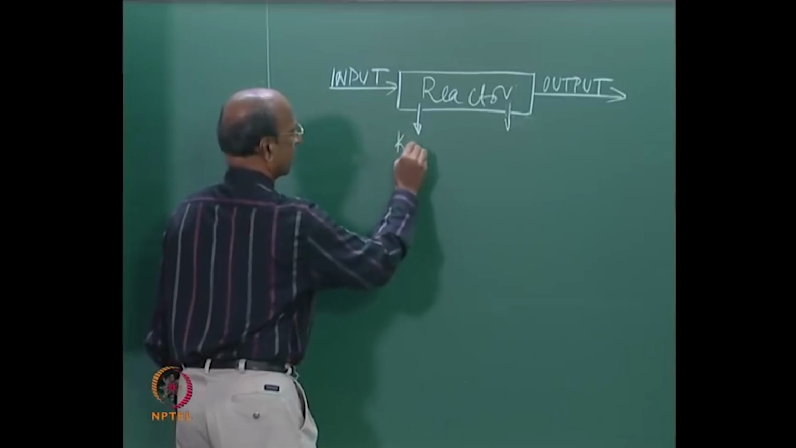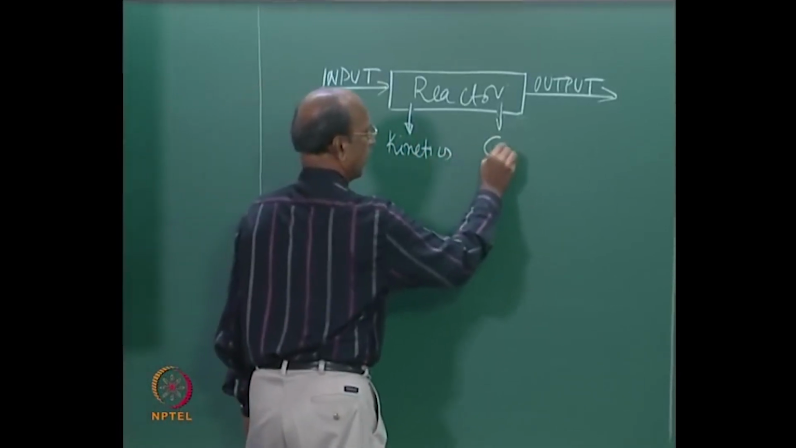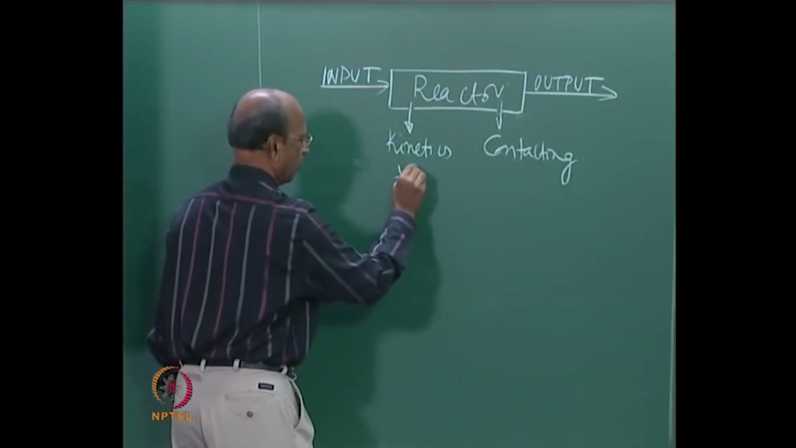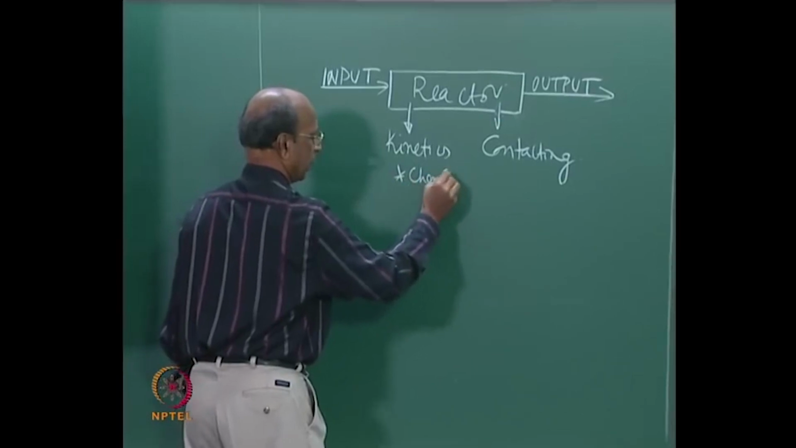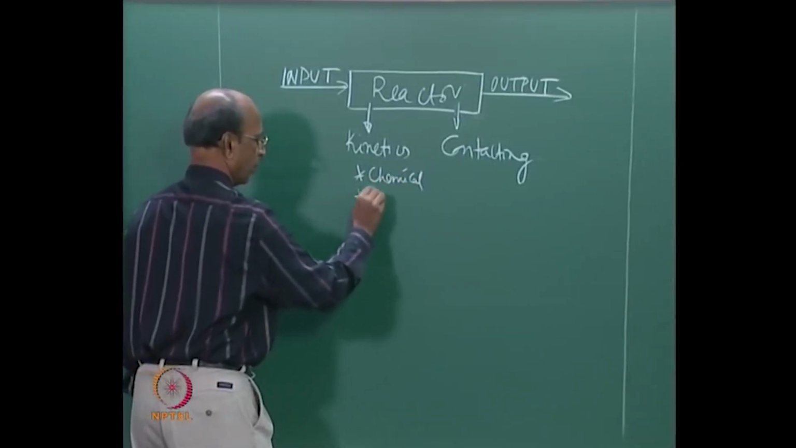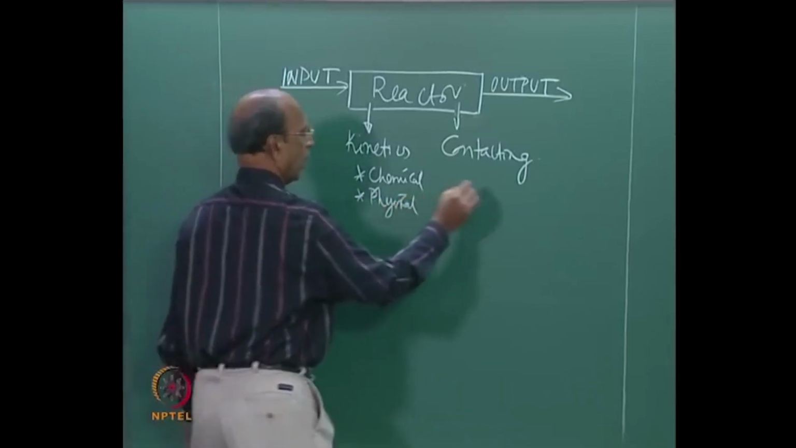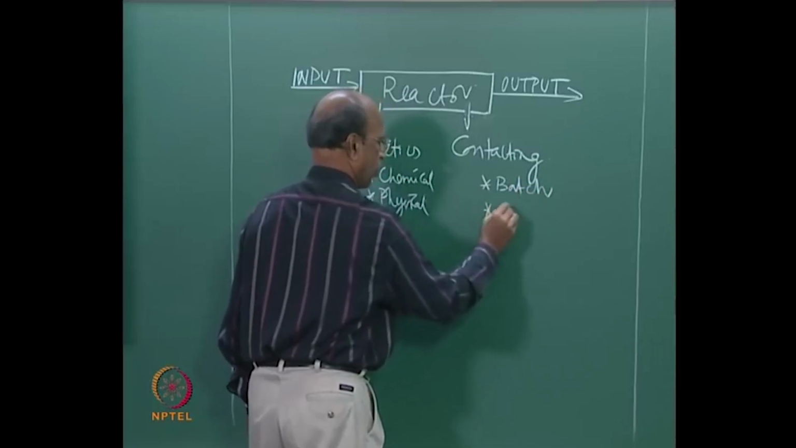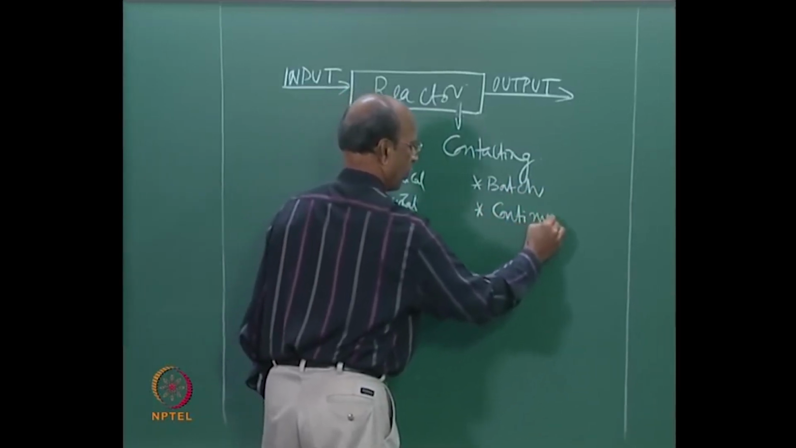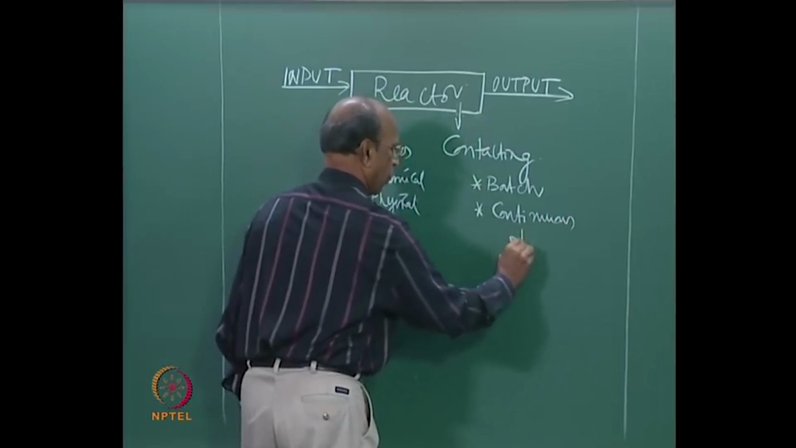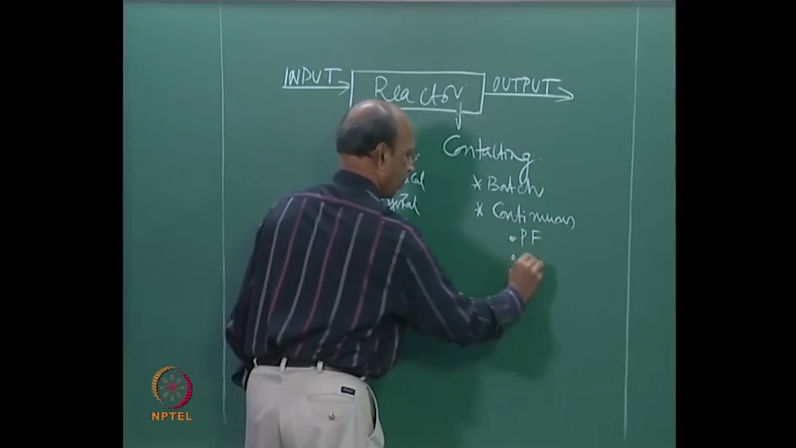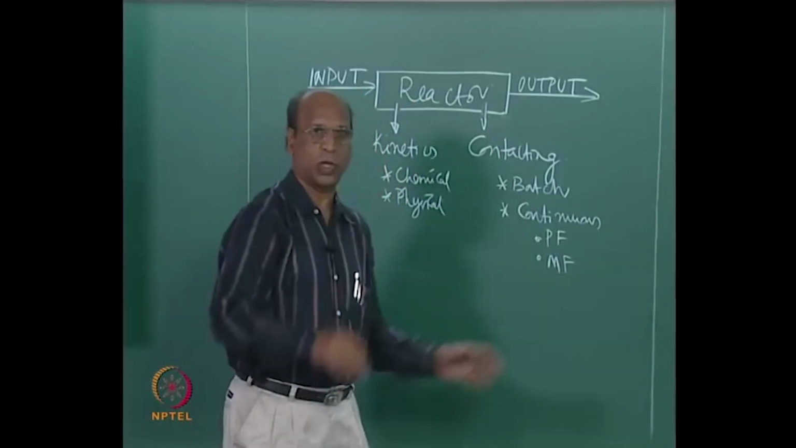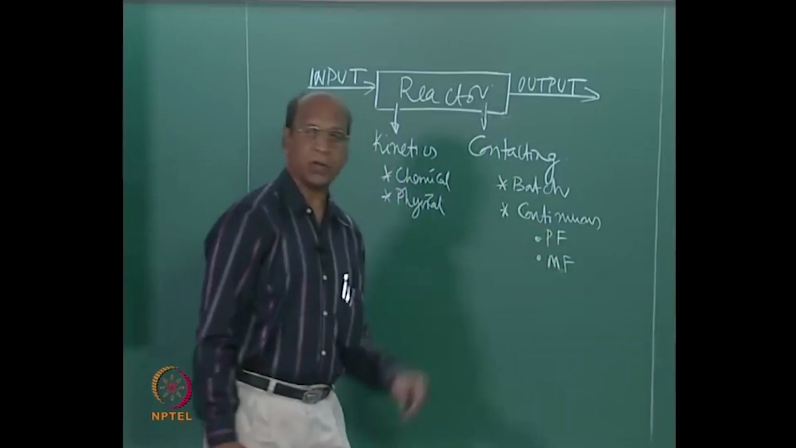Okay, this is kinetics and here we have contacting. In kinetics we have again chemical and physical, and in contacting we have batch, continuous, and in continuous we have PF and MF. Okay. I think PF means plug flow, MF means mixed flow, for those who are not familiar with this notation.